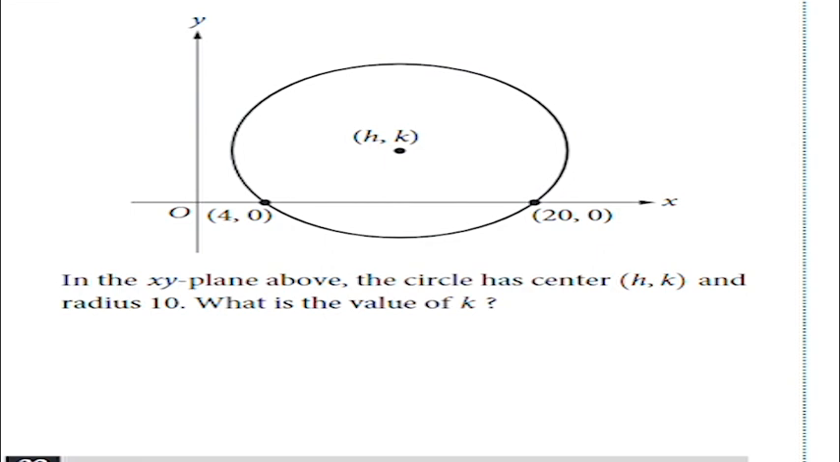So it's asking us for what is the value of k, or in other words, what is the y value of our center. Okay, so we have 2 points right here that are inside the circle. That's important right now and later.